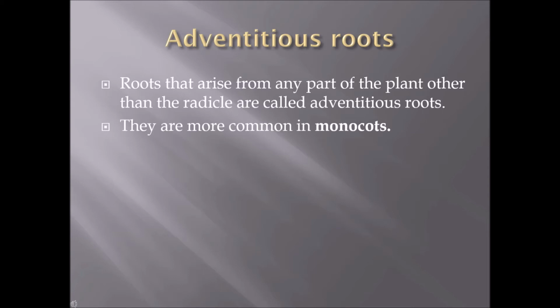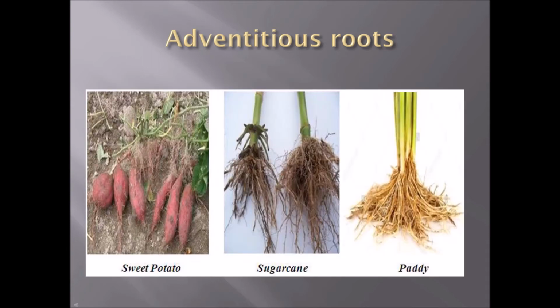Next is adventitious roots. As I already told you, the place where the root arises is the radical. So instead of the radical, when roots grow in any other part of the plant, then that root is called an adventitious root. This adventitious root is mostly common in monocots. The examples of adventitious roots are sweet potato, sugarcane, and paddy. So these are the examples of adventitious roots.